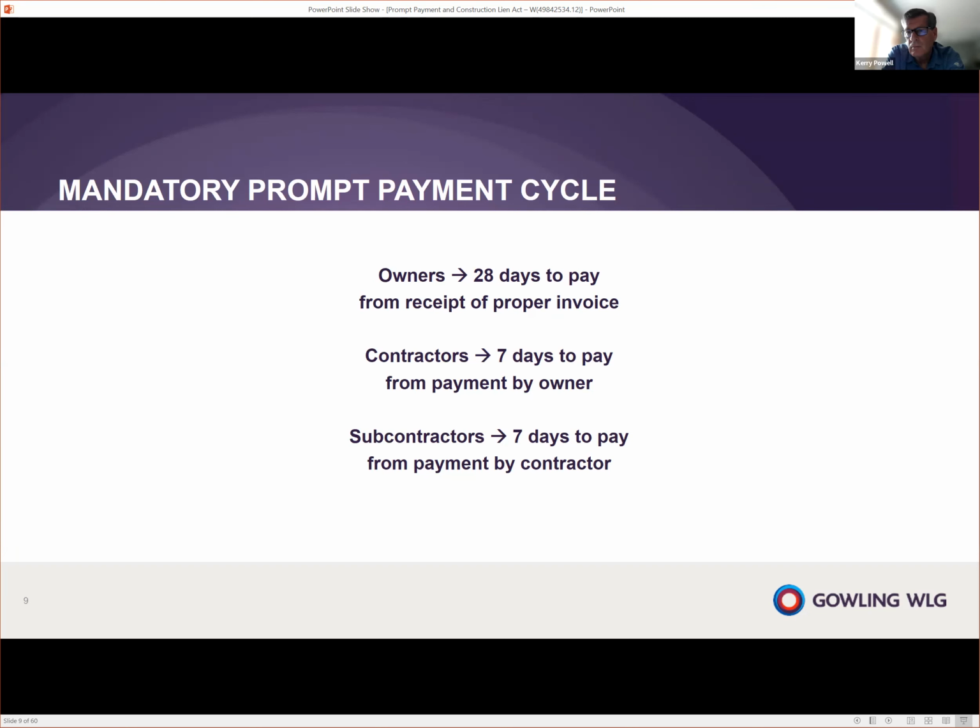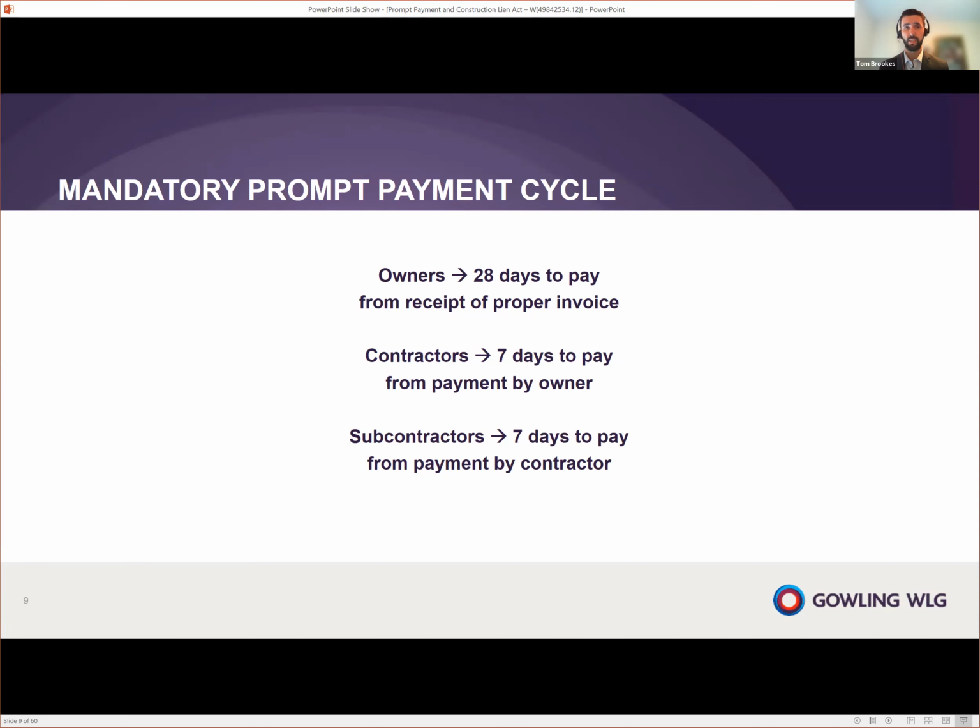So the owner has 28 days under the new legislation to pay the contractor after receiving the contractor's proper invoice. And that meaning of the term proper invoice is important, and we'll get to it later. But he has 28 days to pay. Once the contractor receives that payment, he has 7 days to pay his subcontractors. And then once those subcontractors receive payment from the contractor, they have 7 days to pay their subcontractors.